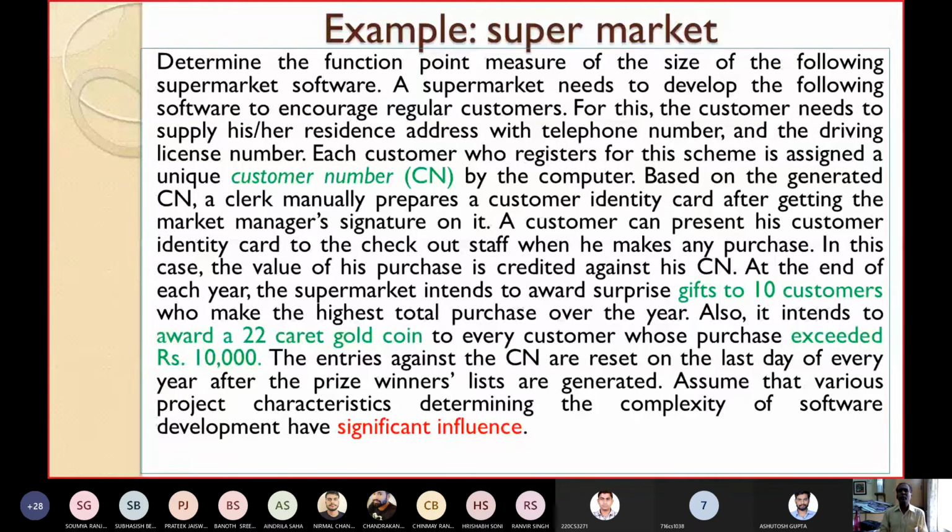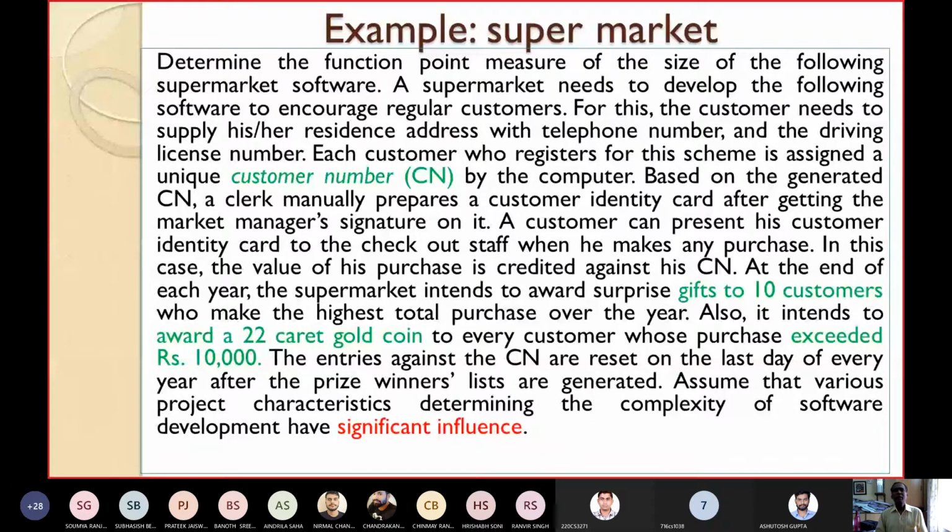Those who have studied Rajib Mall's book on software engineering, you can see that in the requirement specification as well as the design, there is an example given as a supermarket. So here you have to determine the function point measure of the size of the following supermarket software. This supermarket needs to develop the following software to encourage its regular customers.